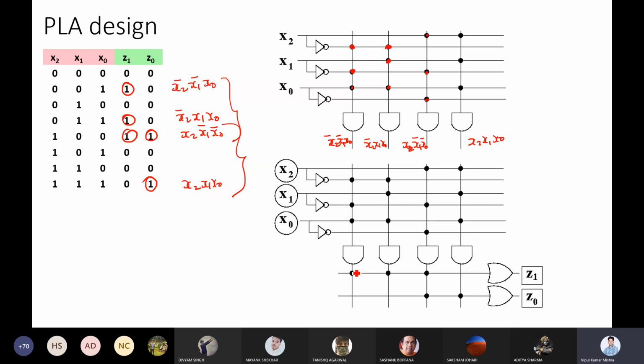So accordingly, you sort them to produce Z1 and you sort them to produce Z0. Got it? Any doubt on this? This is a very simple PLA design. Programmable logic array. Anyone, any doubt on this?